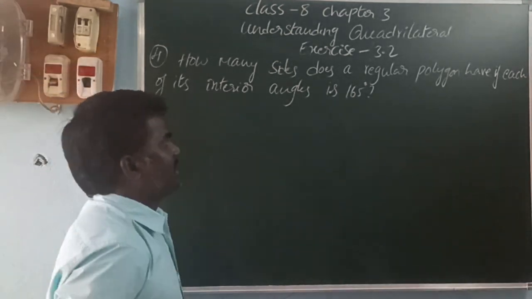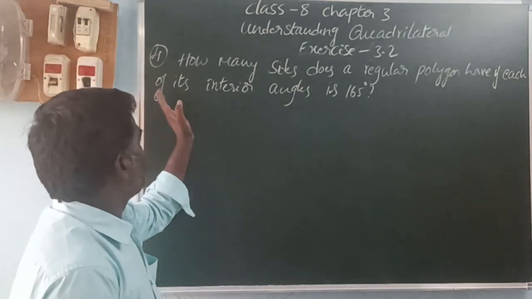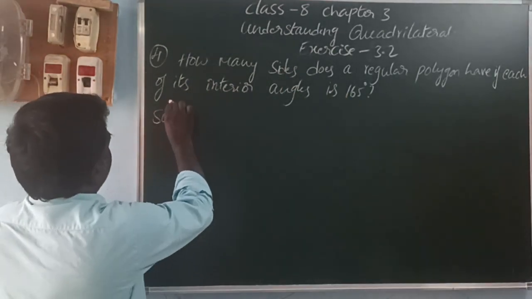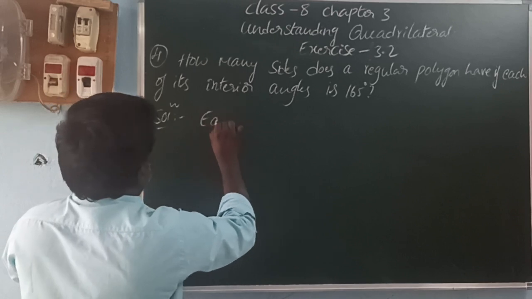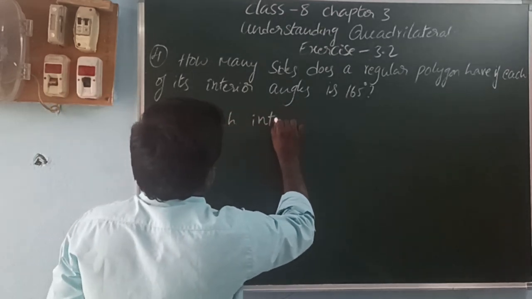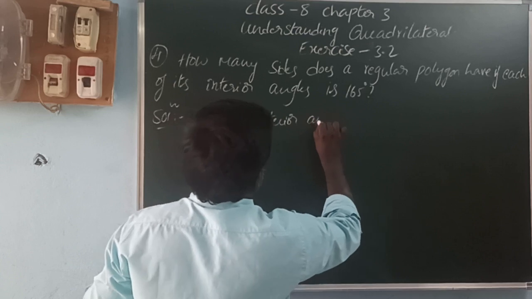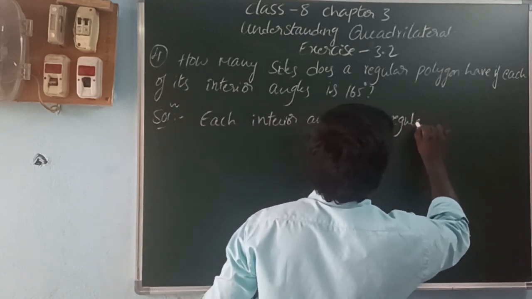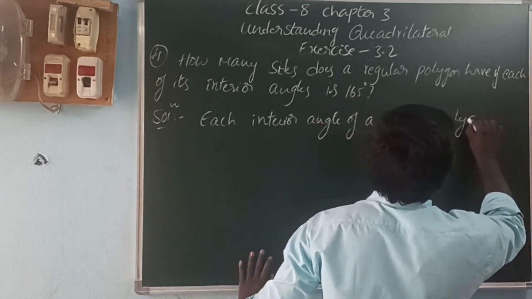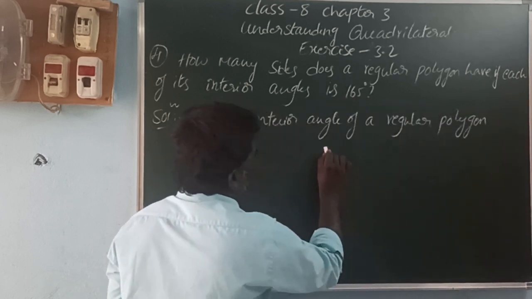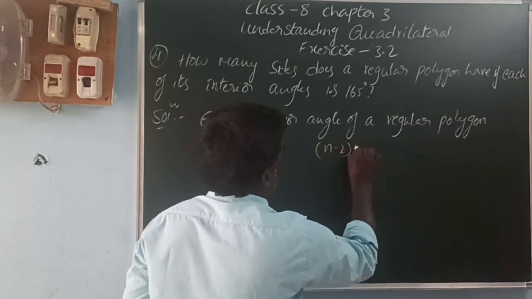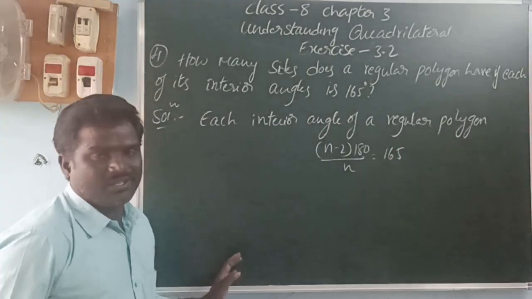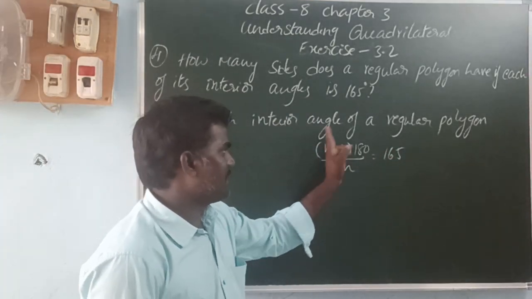Next, how many sides does a regular polygon have if each interior angle is 165 degrees? Here we know that each interior angle of a regular polygon is, what's the formula? (n minus 2) times 180 divided by n. And how much is given? 165.